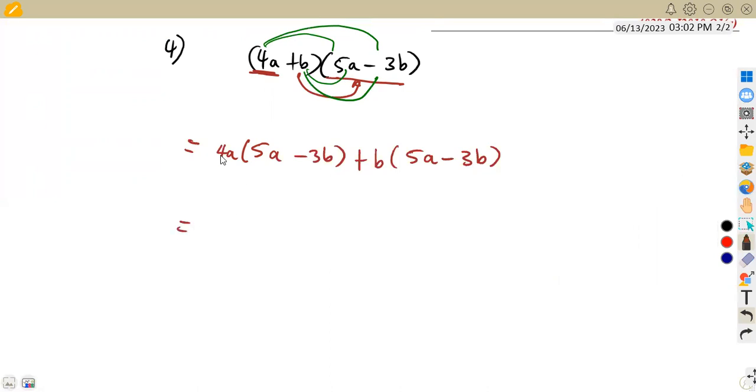All right, anyways, 4a is going to affect everything. So it's 4a versus 5a. 4 times 5 is going to be 20a squared. 4a and minus 3b is going to be minus 12ab. Take note, this is a, and there's b there.